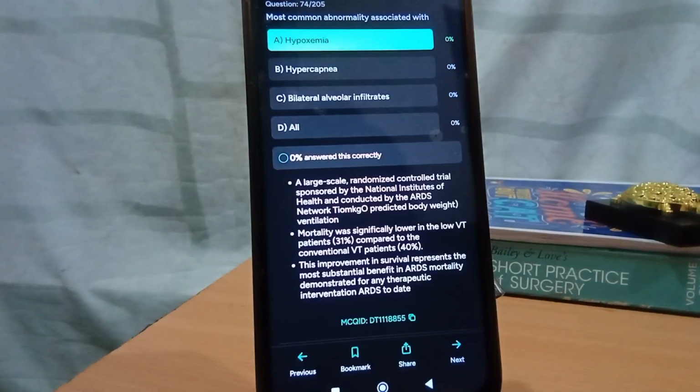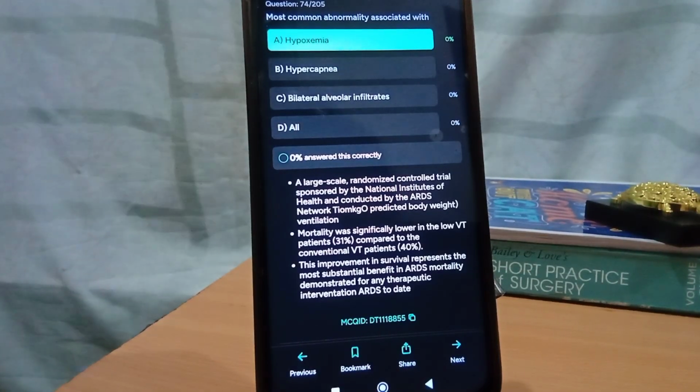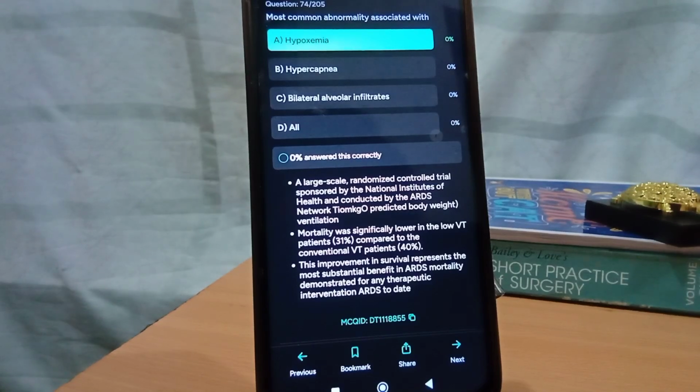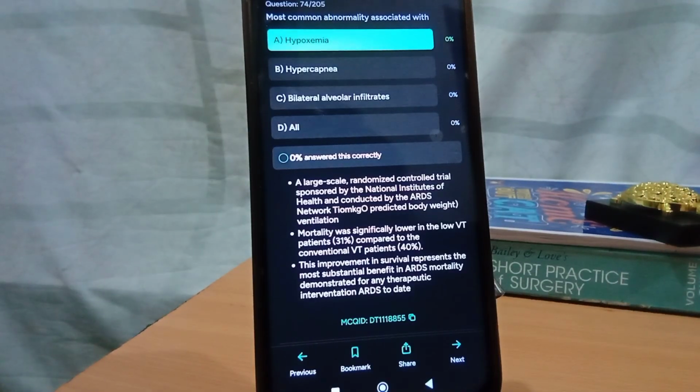Most common abnormality associated with hypoxemia, hypercapnia, bilateral alveolar infiltration, and all. So, a large-scale randomized controlled trial sponsored by the National Institutes of Health and conducted by the ARDS Network: mortality was significantly lower in the low tidal volume patients when compared to conventional tidal volume patients. So, the improvement in survival represents the most substantial benefit in ARDS mortality demonstrated for any therapeutic intervention of ARDS to date. So, the most common abnormality associated with hypoxemia.